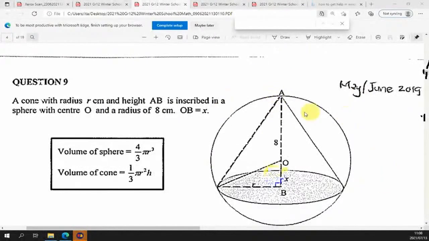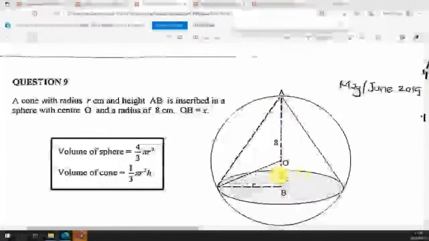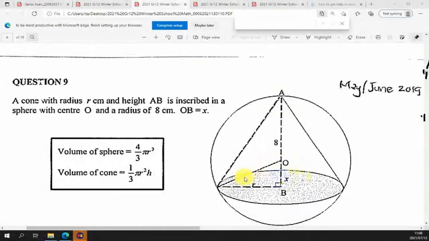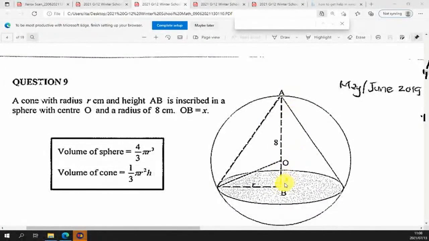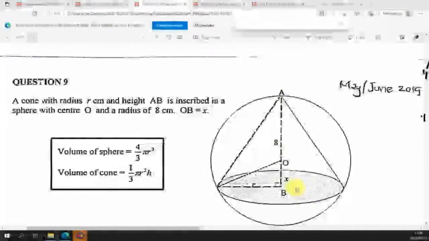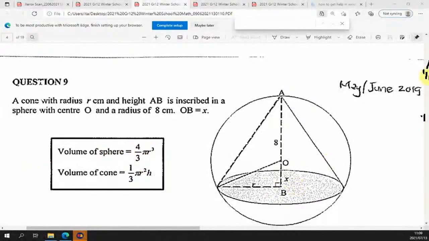If I'm just looking at the sphere, what is the radius of the sphere? Yes, the radius goes from here to here, so that's 8, and from there to there, it's also 8. If I look at the cone, this length here is the height of my cone, so AB is the height. The length of AB will be the radius of the sphere plus that little bit, x. That gives me the height of my cone. They give me my formulas, and now I can carry on.